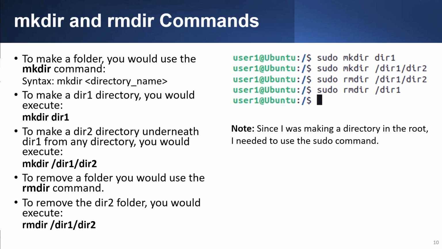To make a folder, you use the mkdir command. Syntax is mkdir and the directory name. To make a dir1 directory, you would execute mkdir dir1. To make a dir2 directory underneath dir1 from any directory, you would execute mkdir /dir1/dir2. To remove a directory, use the rmdir command. To remove the dir2 folder, you would execute rmdir /dir1/dir2.